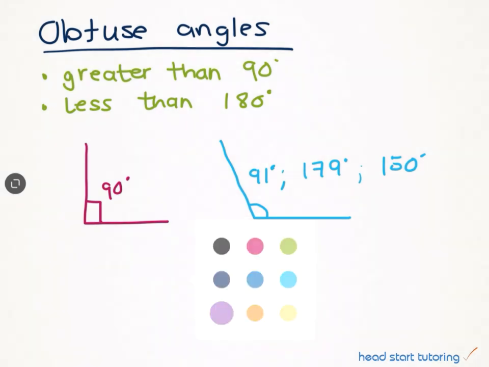So again, let's have a look at if we were asked what type of angle is 90 degrees. 90 degrees is a right angle. So 90 degrees on the dot will not be an acute angle, and it will not be an obtuse angle. It is on the dot, 90 is a right angle.